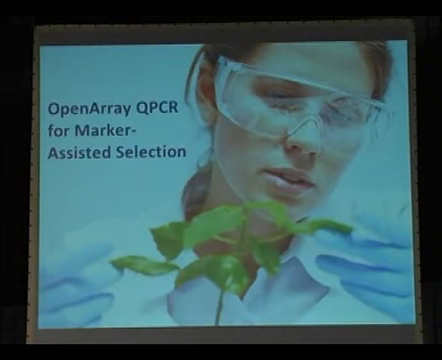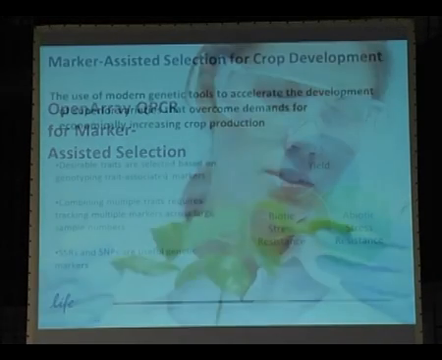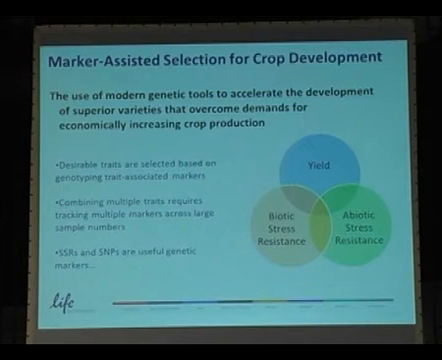Now I'll explain how we use the OpenArray technology for marker-assisted selection. As you're probably all aware, the virtues of marker-assisted selection have greatly accelerated the rate at which we can develop much better crops, combining multiple desirable traits to help us meet a global need for a greater amount of food with lower economic burden. Things such as yield and resistance to biotic and abiotic stresses can be combined using marker-assisted selection technology.